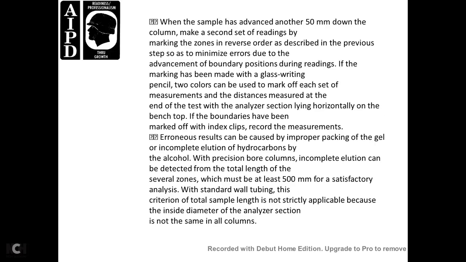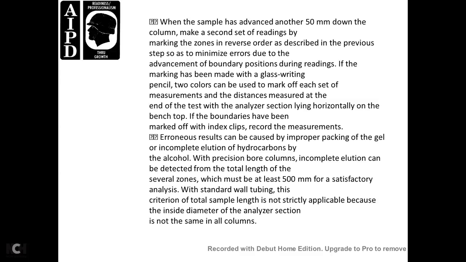When the sample has advanced 50 millimeters down the column, make a second reading, marking the zones in the reverse order to the previous step to minimize error due to the advancing boundary position during the readings. If the marking is made with a glass-writing pencil, two colors can be used to mark off each set of measurements, with the distance measured at the end of the test, with the analyzer section lying horizontally on the bench top, and the boundaries marked off by the index clips.